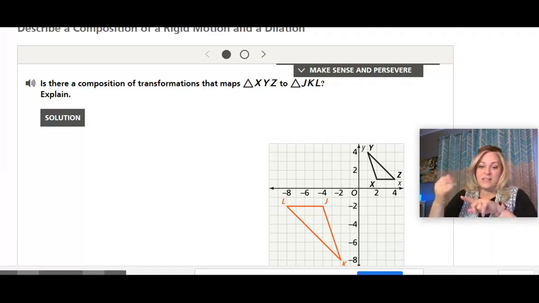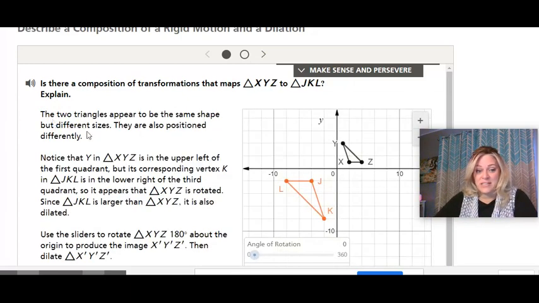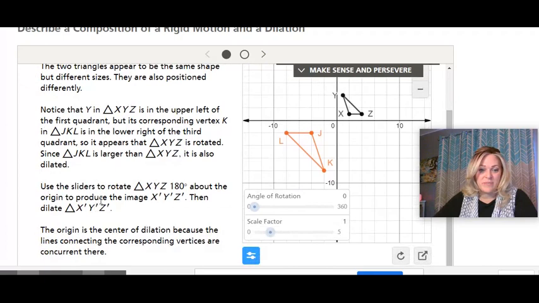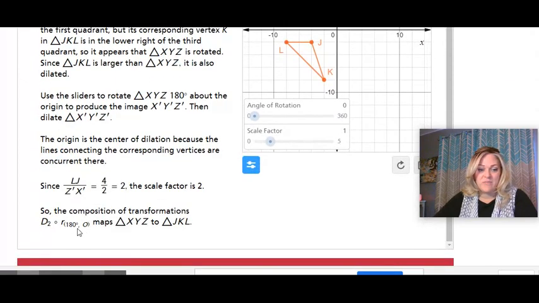So like in this case, it looks like the whole triangle rotated. So where did it rotate from? You need that point of rotation. How much did it rotate, as in degrees? And then obviously one is bigger than the other. So what was the dilation? And I think when you check your solution, that's what you'll see. So it goes through all this information and it literally says, yep, it's a rotation from the origin, 180, and a dilation of 2.